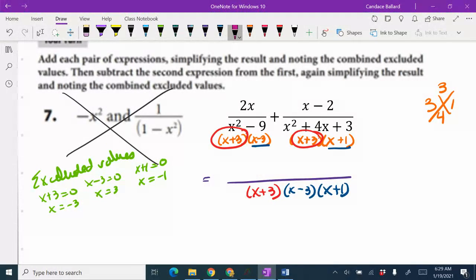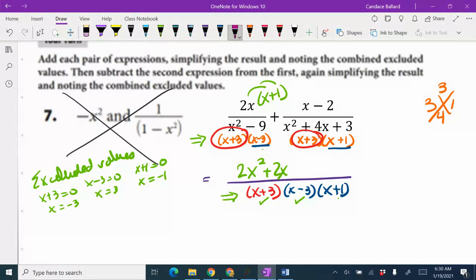Now I'm going to start comparing my denominators. So I'm going to compare my first denominator here to the least common denominator. I notice I have an x plus 3, and I notice I have an x minus 3. I am missing the x plus 1, so I'm going to multiply by the x plus 1. Distribute the 2x through, I get 2x squared plus 2x.